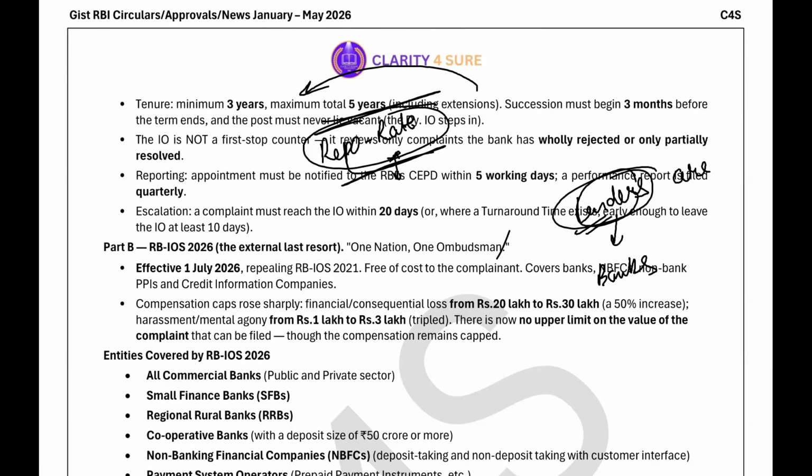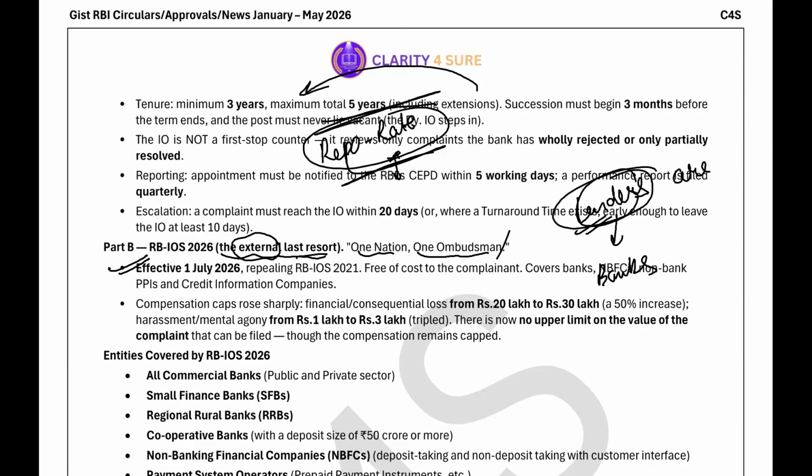Lenders' last resort. When a bank finds no option anywhere else, it goes to its last resort, that is RBI. That's why it has been mentioned as the external last resort. It's not the lenders' last resort, it is the external last resort. Okay? RBIOS. One nation, one ombudsman. It has been the part B.